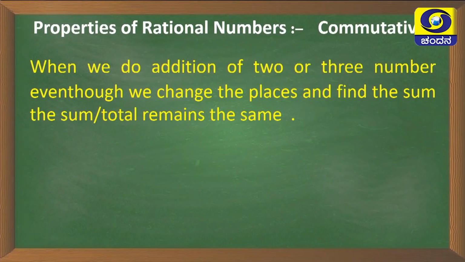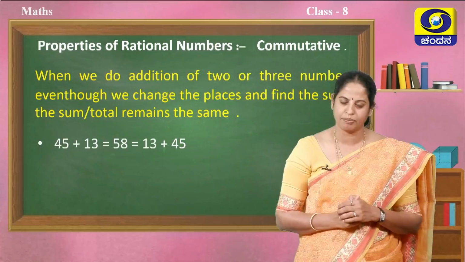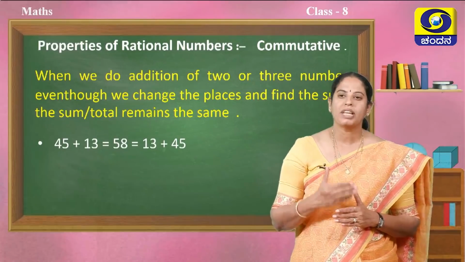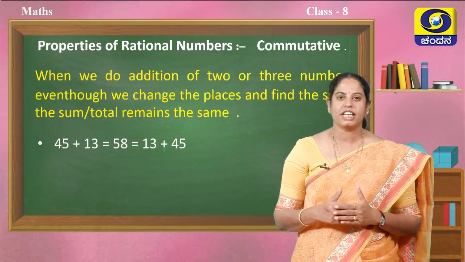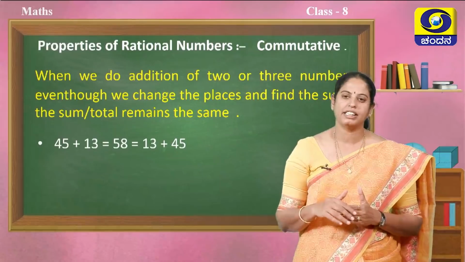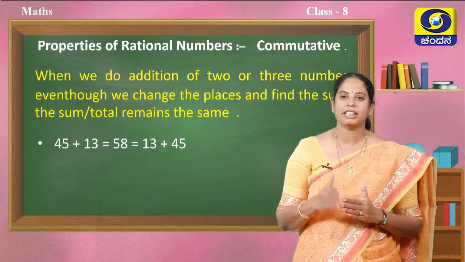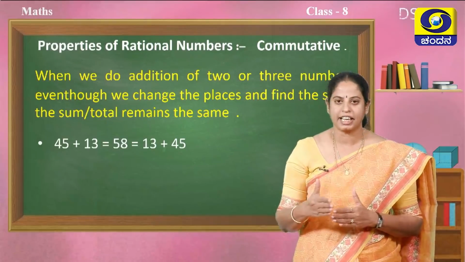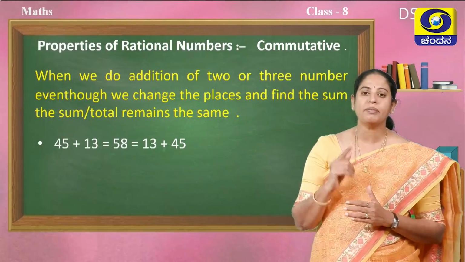Let us recall what is commutative property. When we do addition of 2 or 3 numbers, even though we change the places, the sum or total remains the same. That means even though we change the places of the addends, first addend is added to second addend, or if we make the second addend the first addend and the first addend the second addend, the sum remains the same.